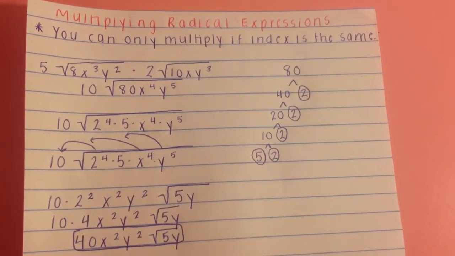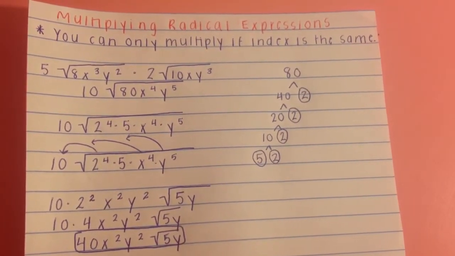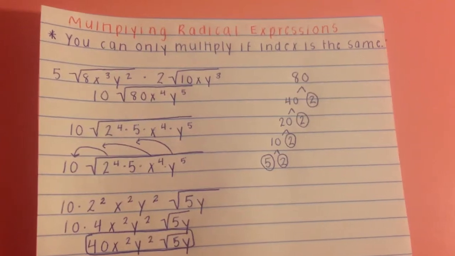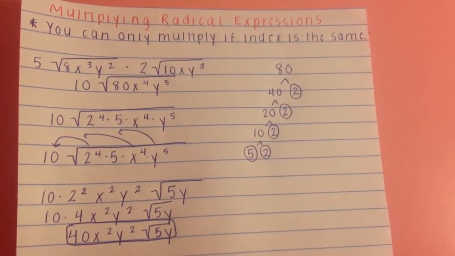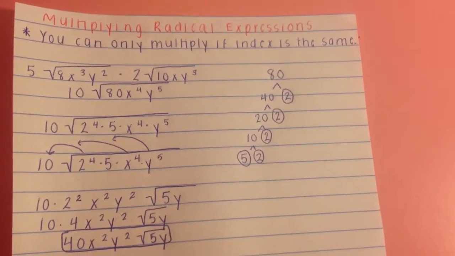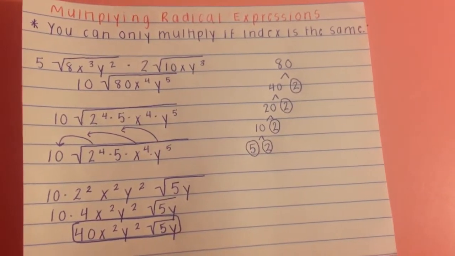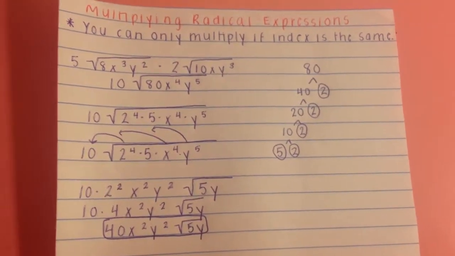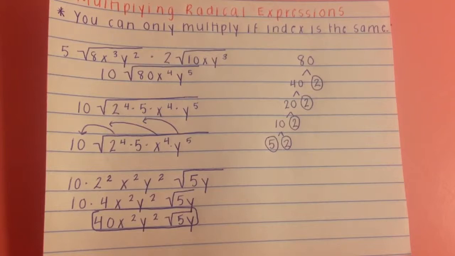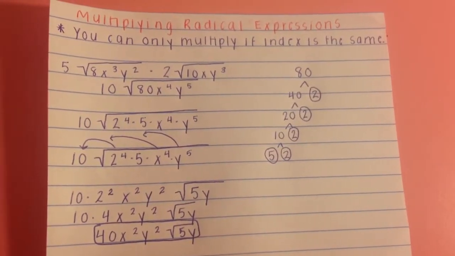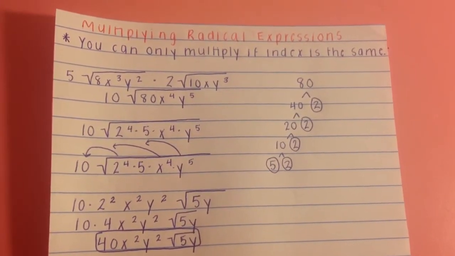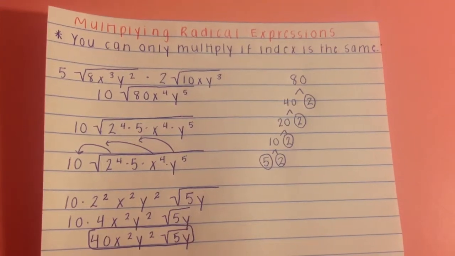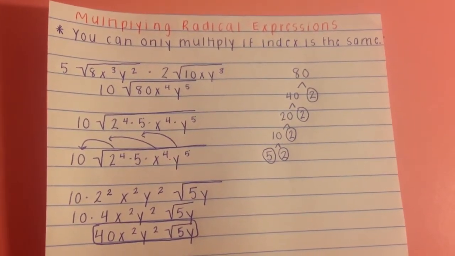Now we can start multiplying under the radical. So 8 times 10 is 80. And remember, when multiplying we add our exponents. So x cubed times x is x to the 4th, and y squared times y cubed is y to the 5th. Now we want to break down our 80 using a factor tree, and that factors into 2 times 2 times 2 times 2 times 5, which is 2 to the 4th times 5. So we'll replace 80 under our radical with 2 to the 4th times 5.